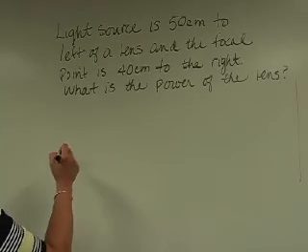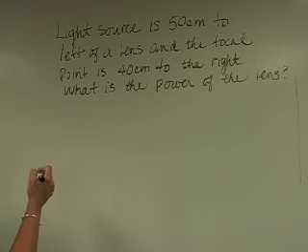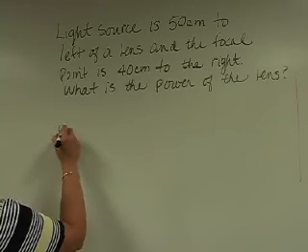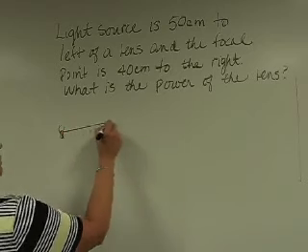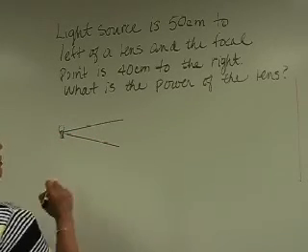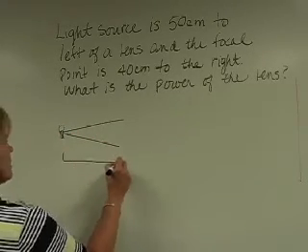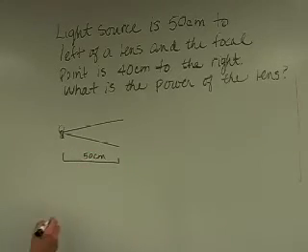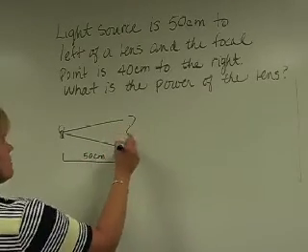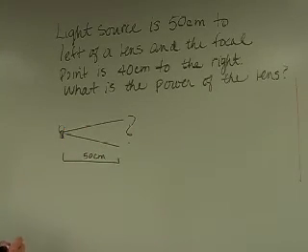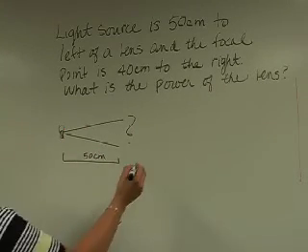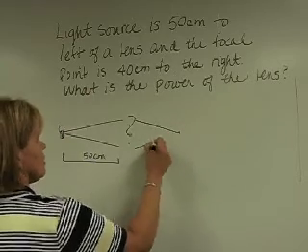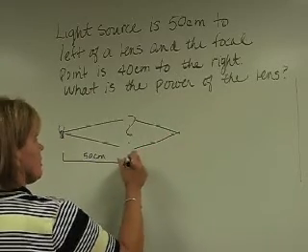First of all, let's draw in what we do know. Let's sketch this out. It's helpful if you have a picture. So we have a light source here, and light rays always diverge from their source. And we know that is 50 centimeters to the left of some lens. And we don't know what that lens is. That's our task, to find out that power. We also know that we have a focal point over here, 40 centimeters to the right of the lens.